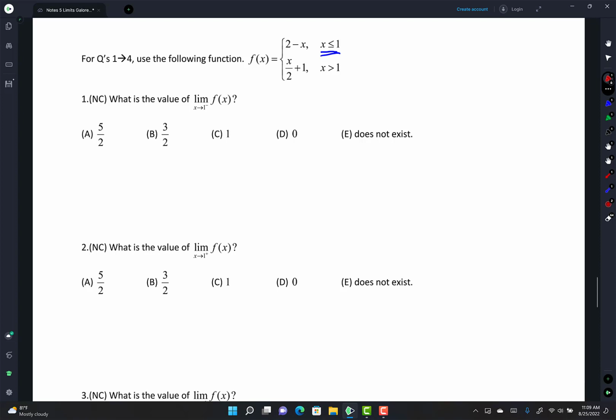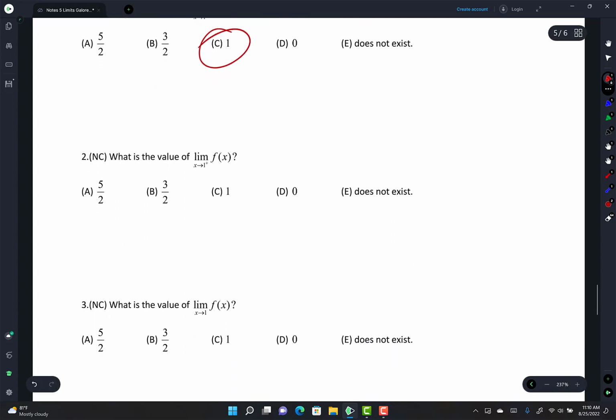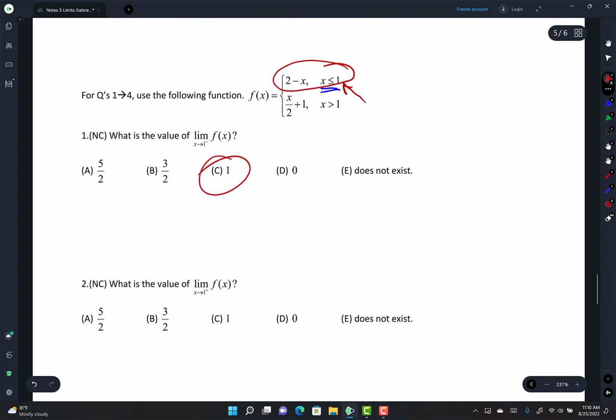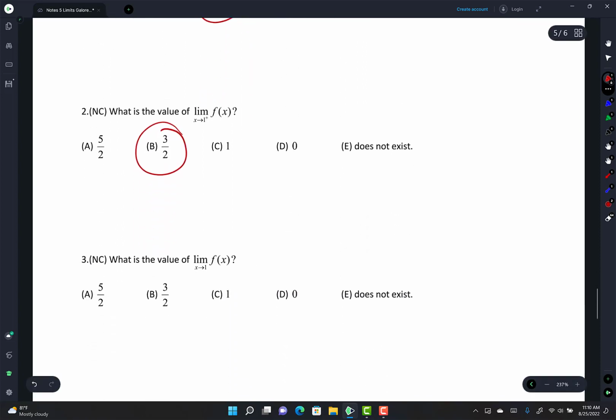Does that make sense? Do direct substitution. What is 2 minus 1? I'm looking to the left of 1, so you look at the top equation, direct substitution. You guys ready for the next one? What is the value as x approaches 1 from the right? Which one am I looking at? The bottom one, because those are x values larger than 1. If I plug in a 1 in there, that's a half plus 1. What is that? 3/2, 1.5. Letter number 3.